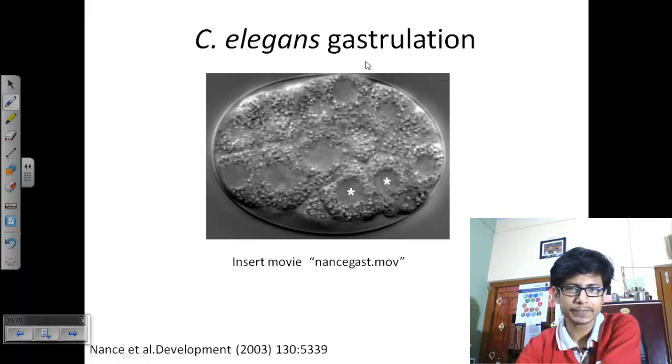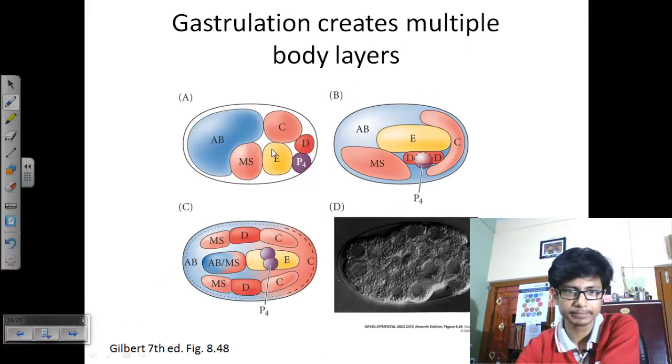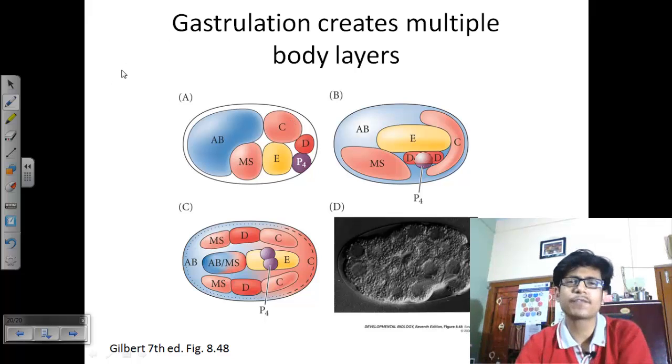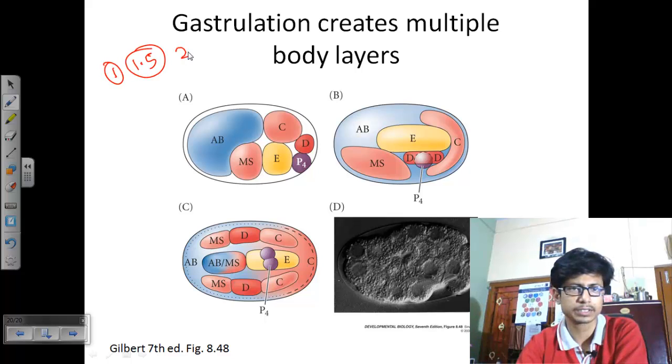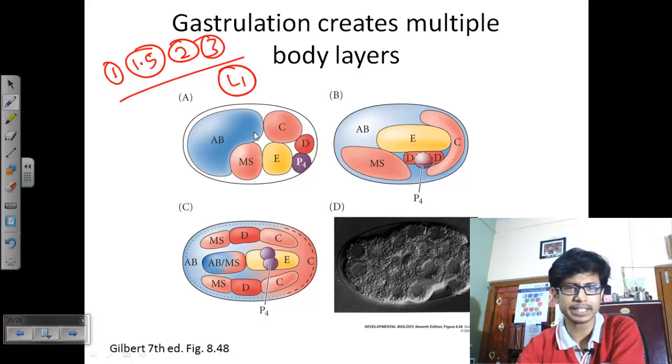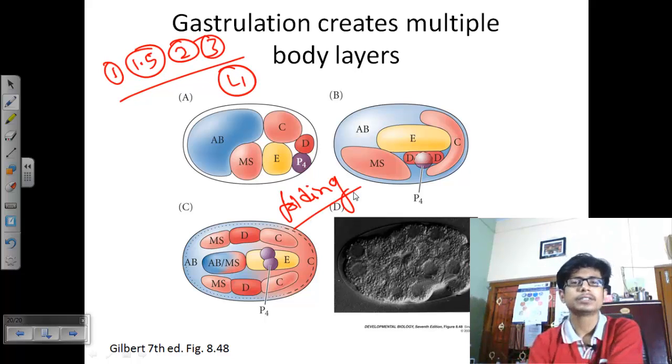And then the final stage of gastrulation, where with division and folding, a lot of cells start to bulge out and start to fold. And remember, it has four different folds. First fold, then 1.5 fold, then second fold, then third fold. It gives rise to the L1 larva. So there are different cellular components, AB, MS, C, E, D, P4. They start to divide, and finally they are ready. The cells are arranged properly. Then folding will go on, and they will turn into the embryo, the L1 larva.